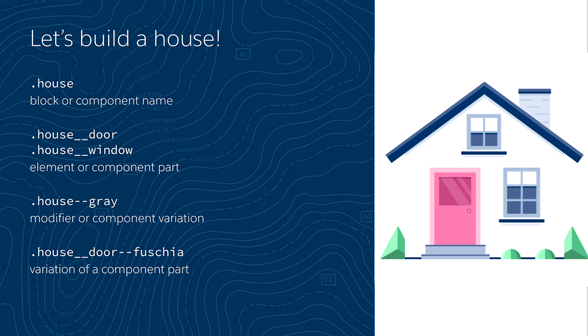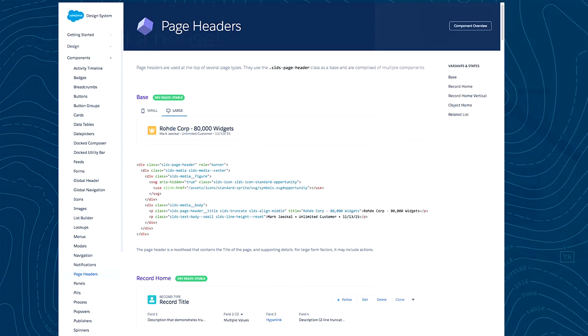So we've looked at naming and micropatterns. So let's actually look at the fact that in some cases, we've compiled entire components and variations of components. So in this case, this is our page headers. This is page headers for record home, object home, related list pages. These are a living spec or a blueprint for you to build things from.